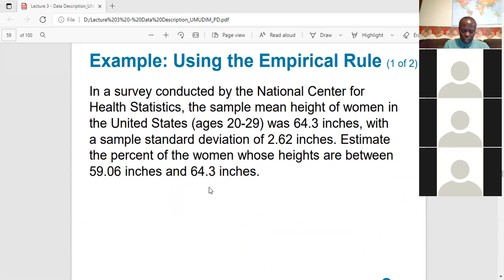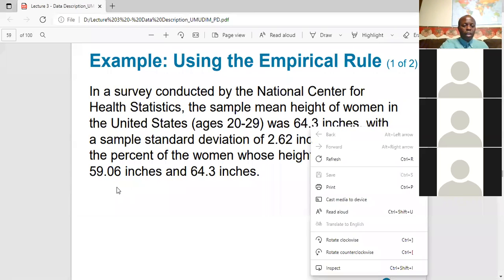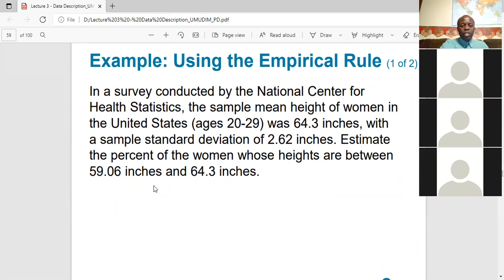According to these questions, the mean is 64.3 inches. So x bar is 64.3, and standard deviation S is 2.62. And they're looking for the range of the percentage that fall within 59.06 and 64.3. So let us, I'll take you to the workbook, and we'll start putting this together.